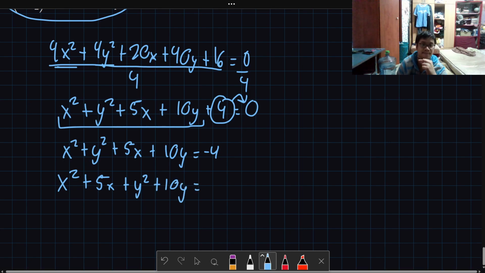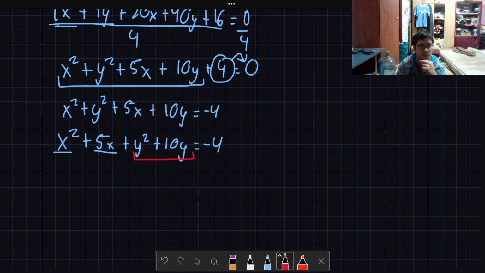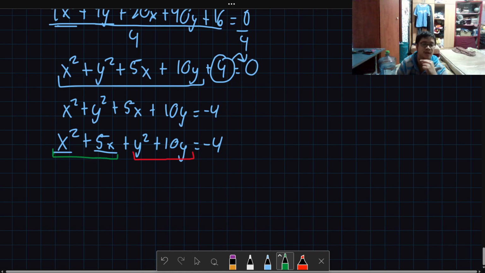So what's the next step? We will do completing the square. Now they have x squared and a partner of x, so we will do completing the square for the x squared. And lastly, we have y squared and 10y. So y squared has a partner, which is 10y. Then we will do completing the square. All right, so now let's start first with the x. How to do completing the square?